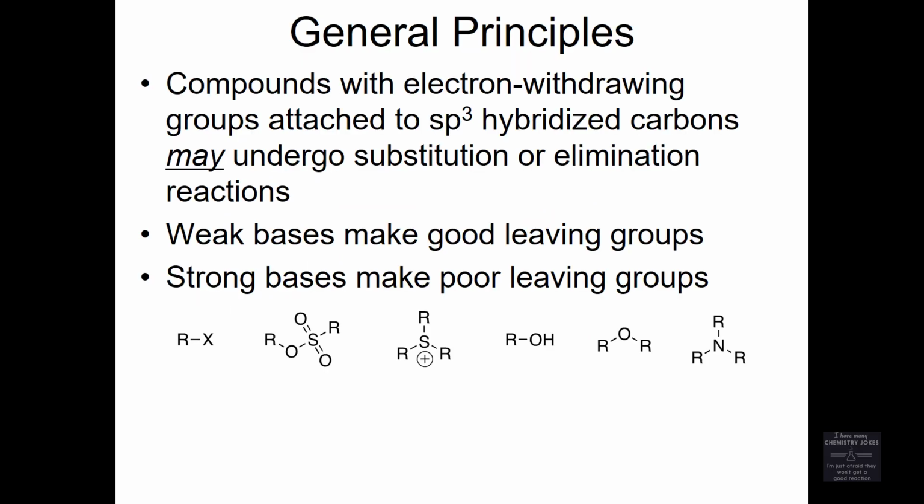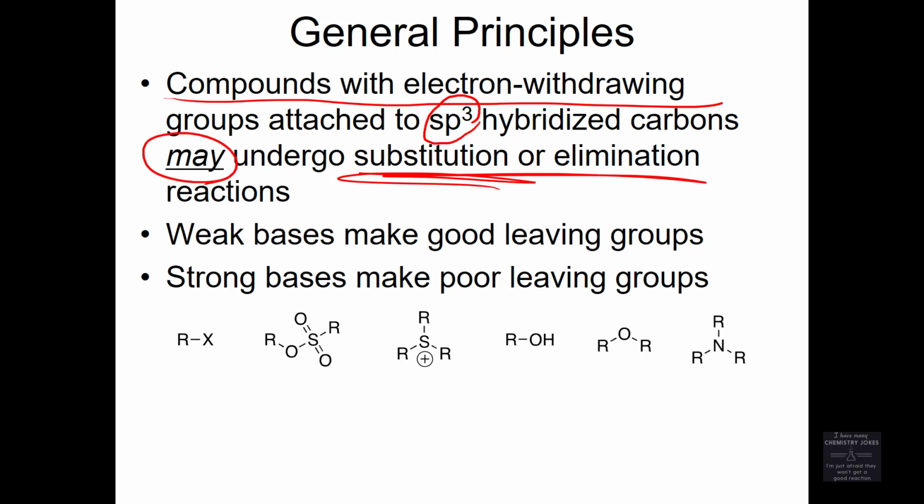Why does all that matter? Because there are a lot of other groups that can undergo substitution and elimination as well. Anything that has an sp3 carbon connected to an electron withdrawing group could undergo substitution and elimination. The weaker the base, the better the leaving group.